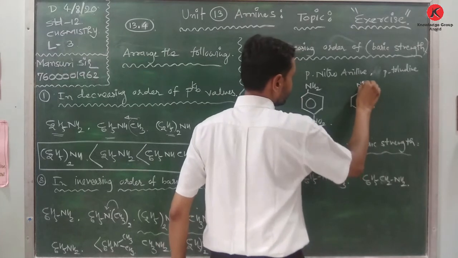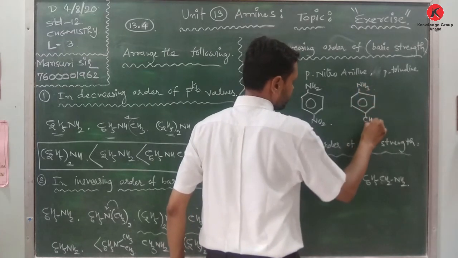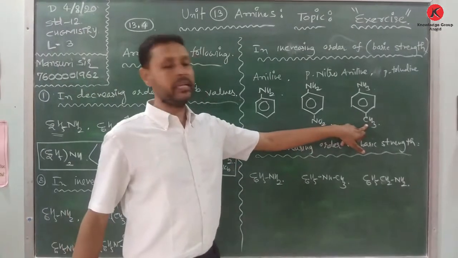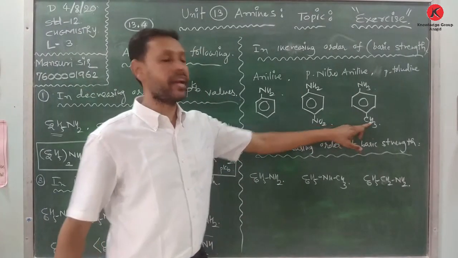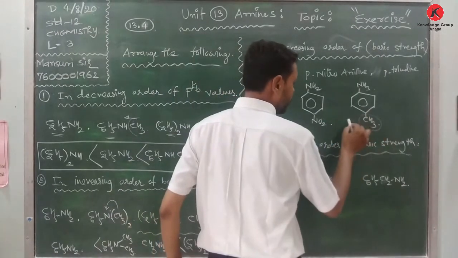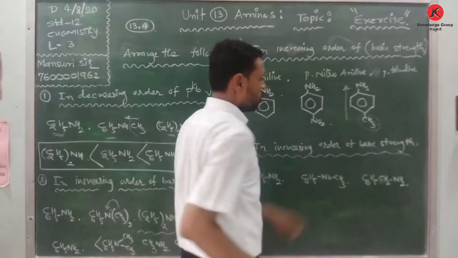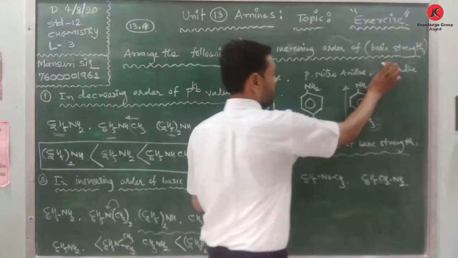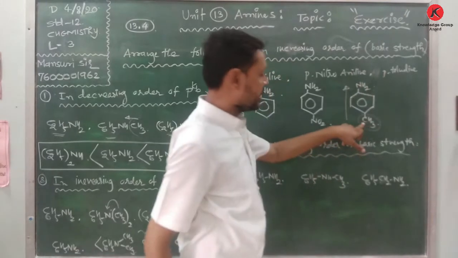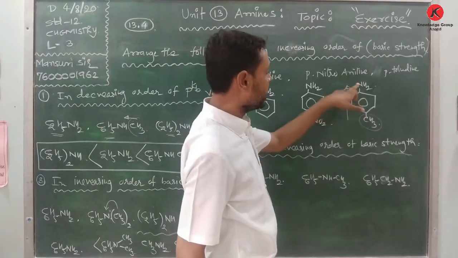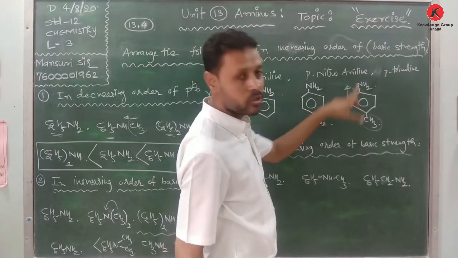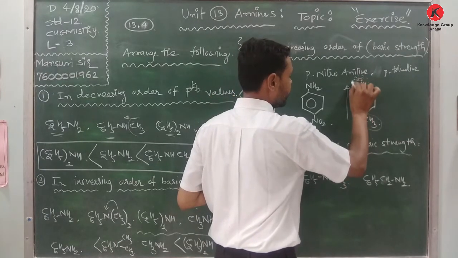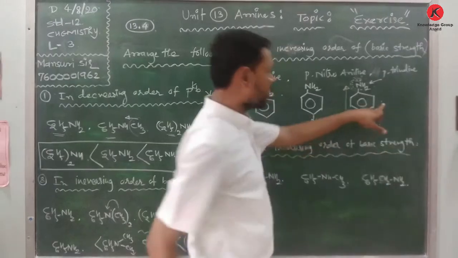So NH3, CH3. You know very well that the methyl group has a plus I effect. That means they are electron donor groups. So when methyl is attached over aniline, then it gives electrons to the benzene ring and nitrogen. That is why electron density on nitrogen will increase. That is why it is more basic.